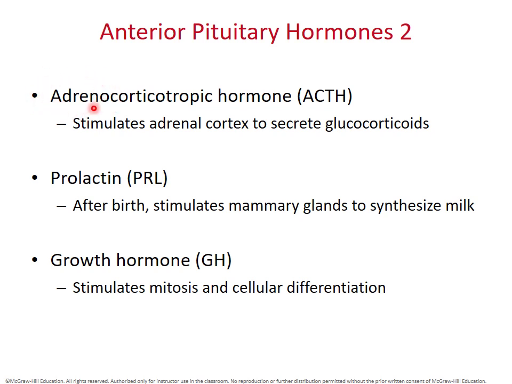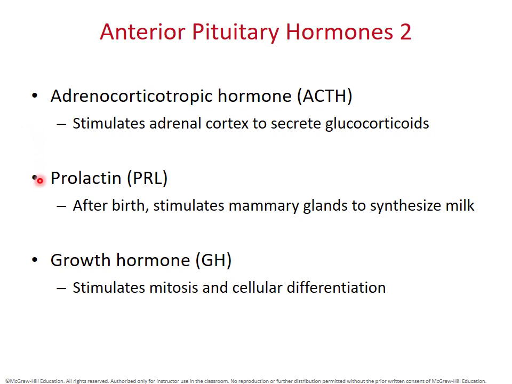Now, when we get to the adrenal gland, we'll see that the adrenal gland has two parts to it, a cortex and a medulla. This hormone specifically affects the cortex of the adrenal gland, not the medulla, not the core, just the outer cortex. So, put it all together, adrenocorticotropic hormone. And so the name tells you exactly what it does. It stimulates the adrenal cortex to secrete its hormones, which we will talk about again in a few minutes.